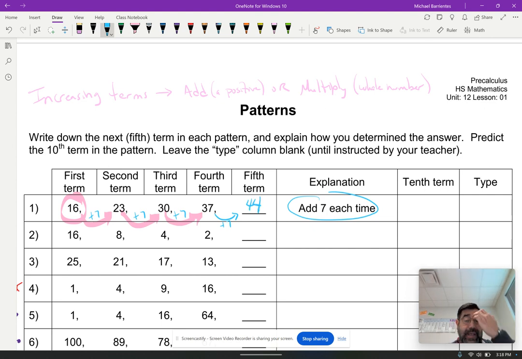So a sequence, as we'll describe it next week, is just an ordered list of terms. Like there's an order to this. 16 comes before 23, 23 comes before 30, 30 comes before 37, 37 comes before 44, but there's a pattern to it, right? And so we're adding 7 each time. The question is, knowing that, can you find the 10th term? Well, you're just going to keep adding 7, right?